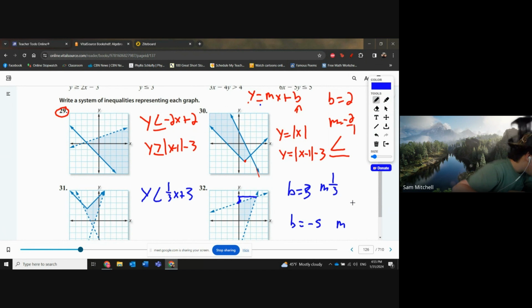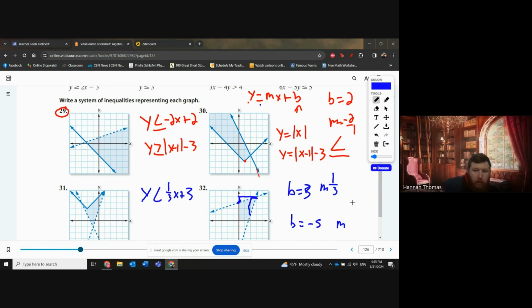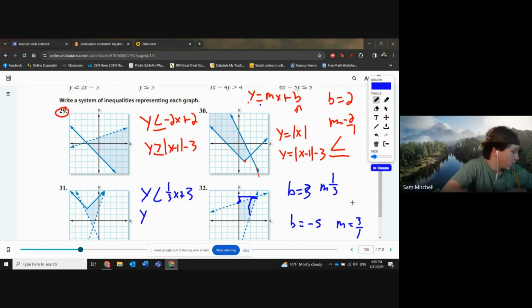3 over 1. Yep, 3 over 1. So how would I write that as the equation of the line? Did it shade above or below? Let's see, above. So y is greater than 3 over 1 x minus 5.